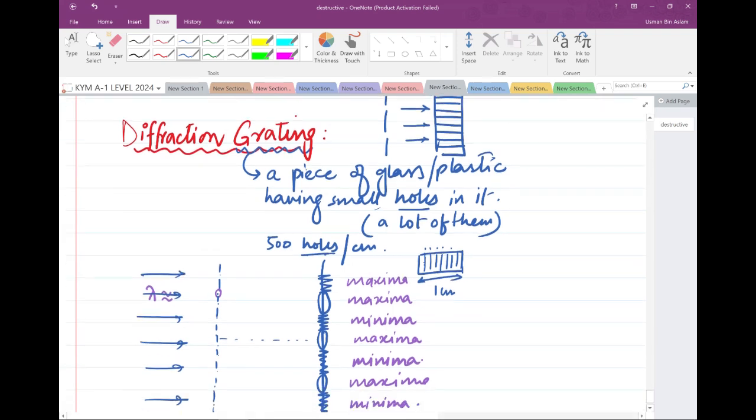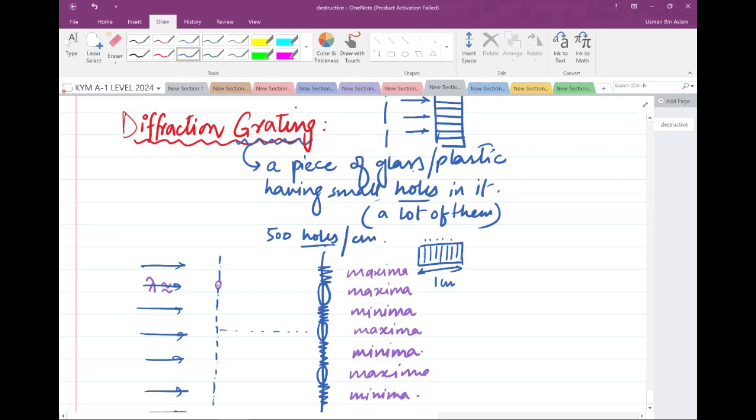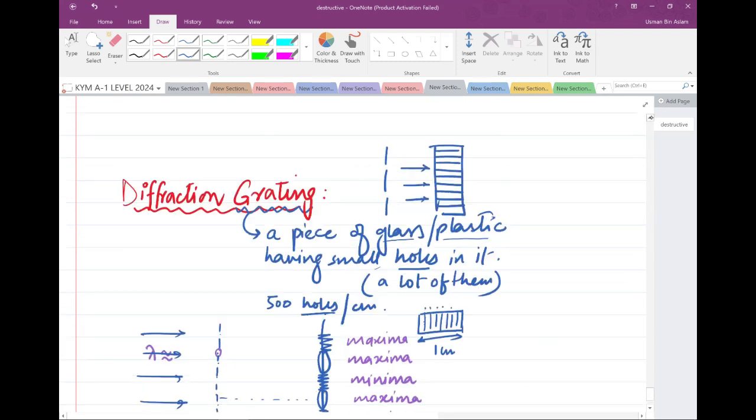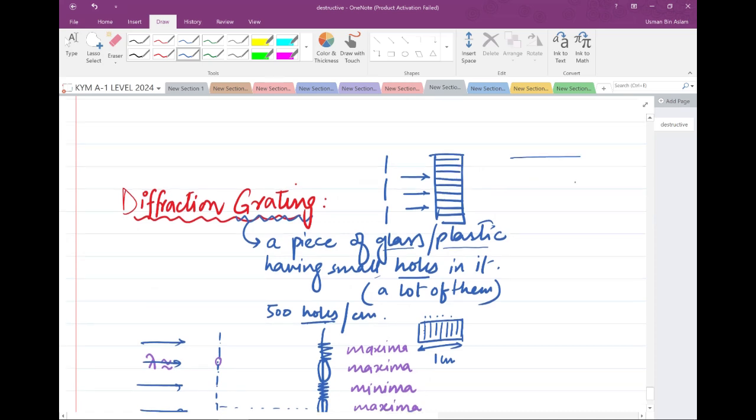Now, for diffraction grating, it was just a piece of glass or plastic that had some small holes in it, a lot of them. And those holes were actually mechanically made. That means it was a glass plate, and machines were used to construct these scratched lines on them. Each line behaves like a small hole. In our previous discussion, we talked about two slits, but in this discussion, we are talking about many. How many? Around 500 lines per centimeter.